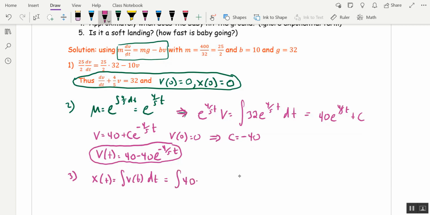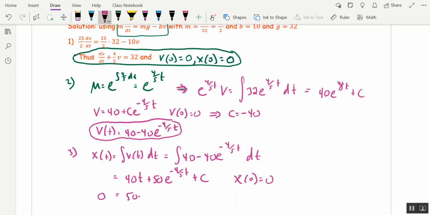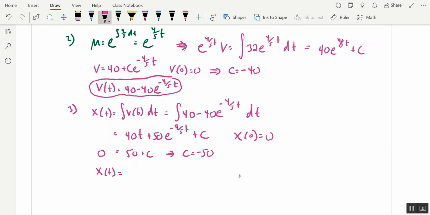We're going to integrate 40 minus 40 e to the negative 4/5 t dt to get 40t, then plus 50 e to the negative 4/5 t plus c. Now we're going to find c by using x of 0 equals 0. So if I put 0 in here, then I get 50 plus c. So c is negative 50. So now I have x of t equals 40t plus 50 e to the negative 4/5 t minus 50.